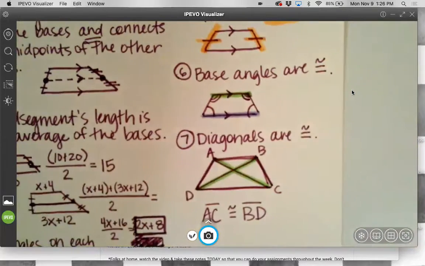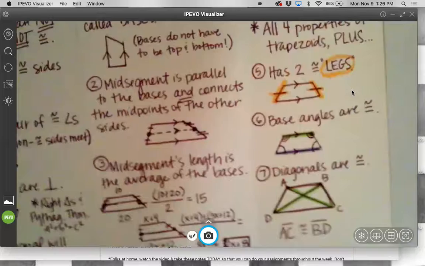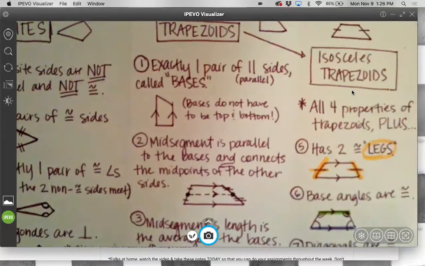Okay, so these are all of the properties of quadrilaterals. One big long day of note taking, but the good news is you will not get any new information this week. This is all the information that you need to know to do all of your assignments in iExcel.